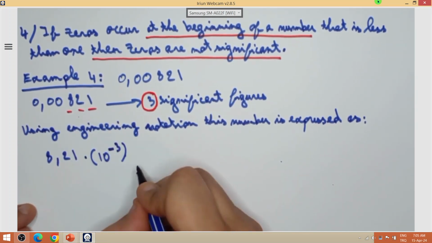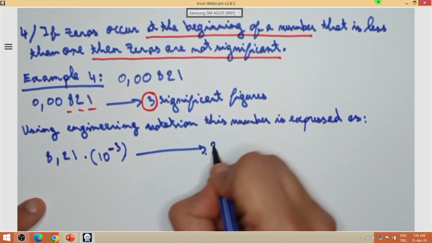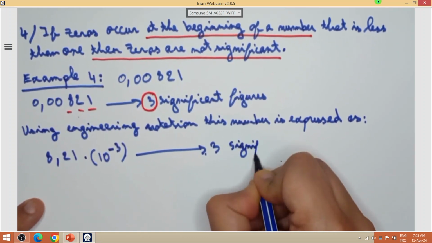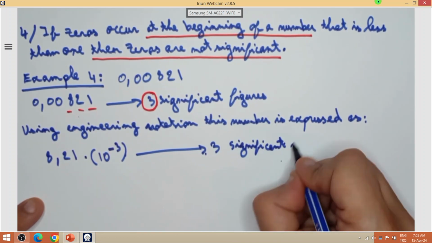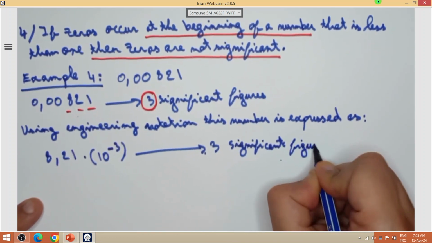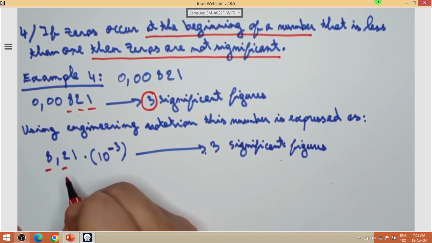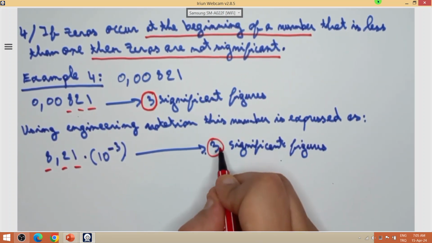So this one has 3 significant figures. We can count here: 1, 2, 3, which means it has 3 significant figures.